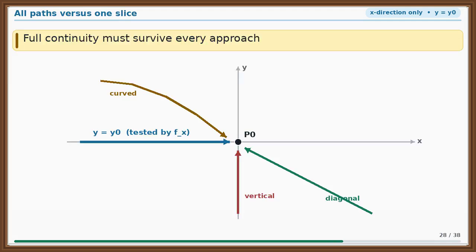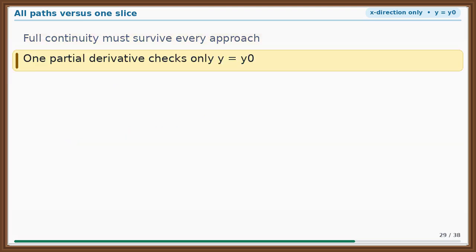The arrows show several ways of approaching p0. Full continuity requires the same limiting value along all of them. The x partial derivative tests only the blue horizontal approach, where y remains y0. So one x partial derivative gives information about one selected slice. It provides no control over paths on which y changes. A bad diagonal or curved path can destroy full continuity without disturbing the horizontal slice.